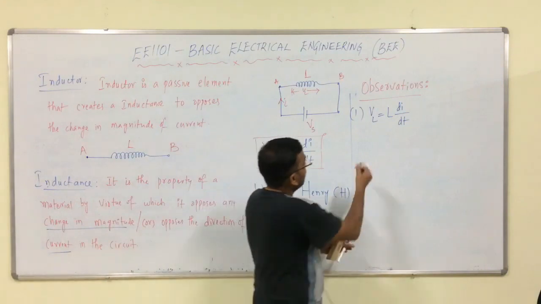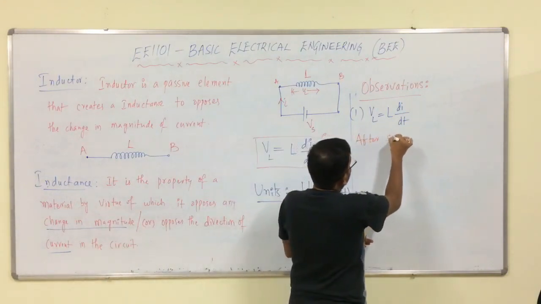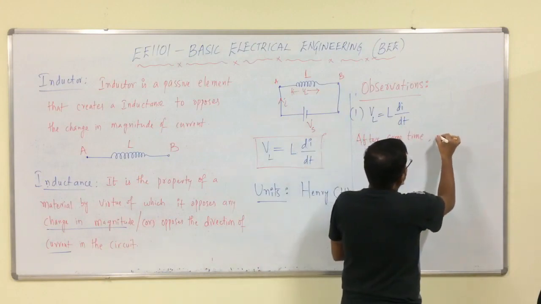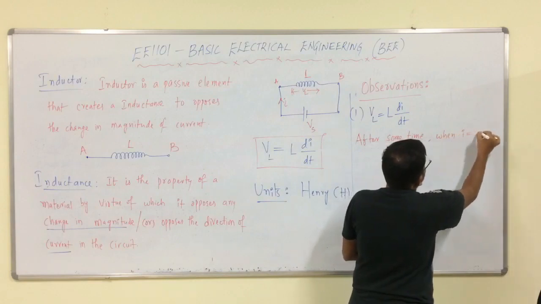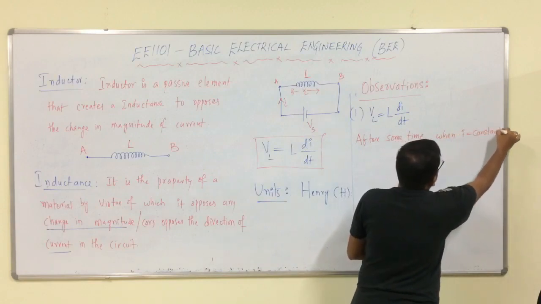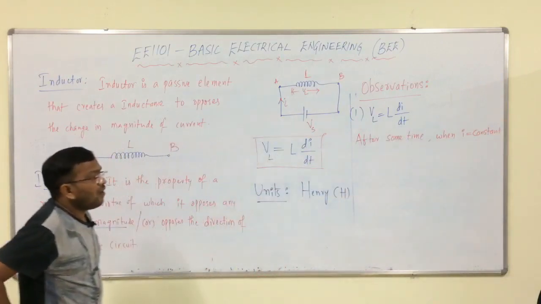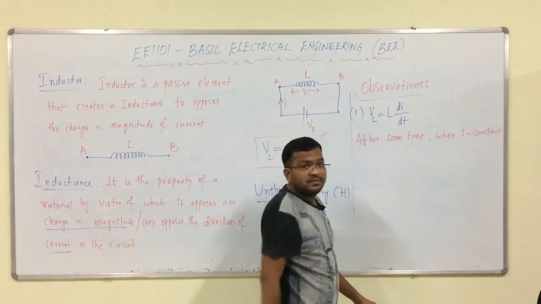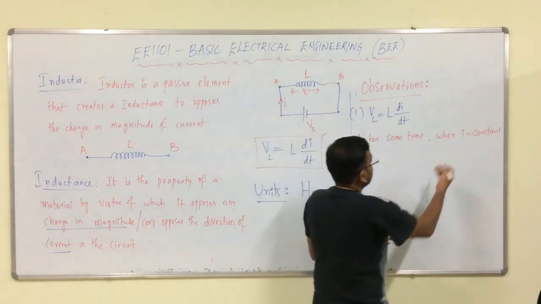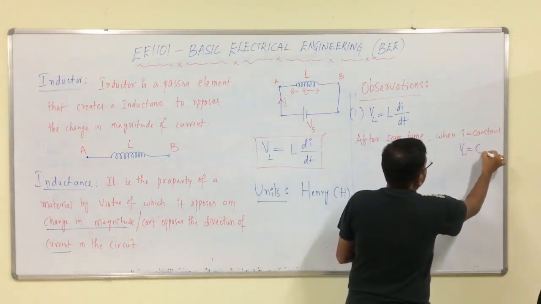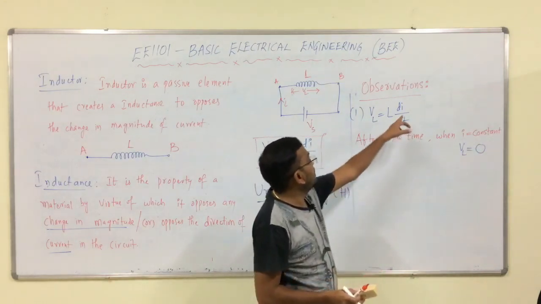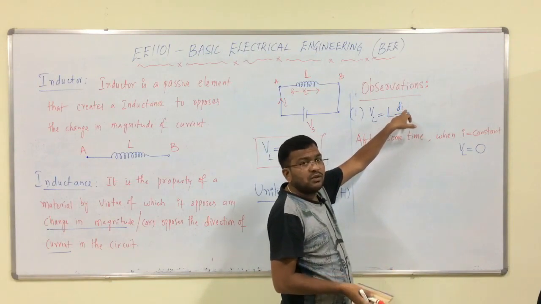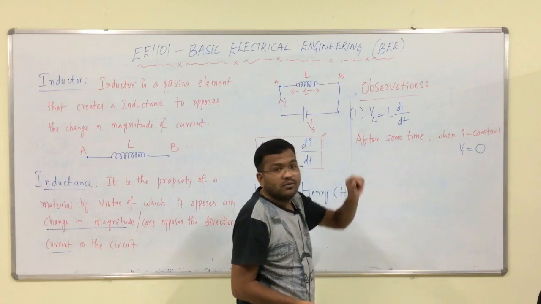After some time, for example, when i is equal to a constant, what will happen to this voltage? Obviously, the voltage across the inductor should be 0, no? The current is constant, which means the change in current, the differentiation of a constant term, should be equal to 0. Total VL should be equal to 0.